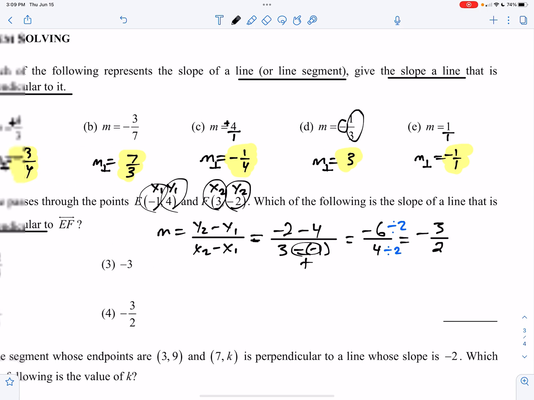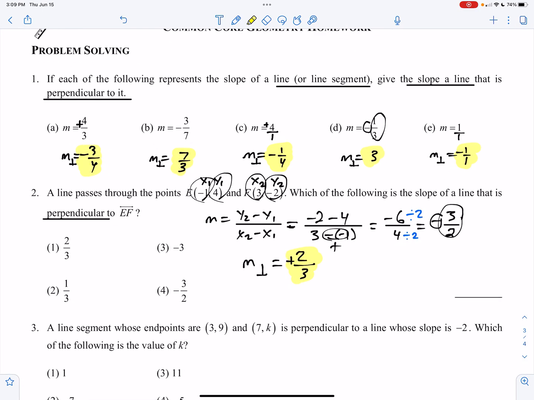Okay, -3/2. So the slope that is perpendicular to this would be the reciprocal of 3/2, which is 2/3, and change the sign from negative to positive. So the perpendicular slope would be positive 2/3.